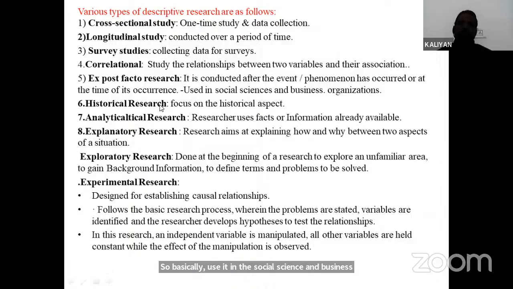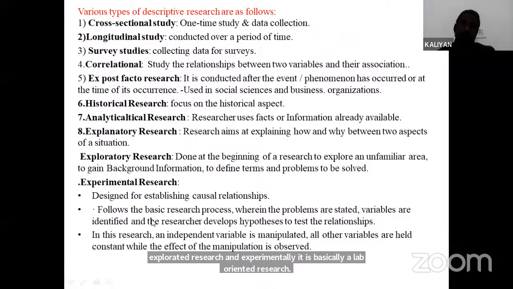Sixth, historical research focuses on the historical aspect. Analytical research is where the researcher uses facts and information already available. Explanatory research aims at explaining how and why between two aspects of the situation. And ninth is exploratory research. Exploratory means the researcher explores an unfamiliar area or a phenomenon or event that no one has explored. And experimental research is basically lab-oriented research. These are the types of descriptive research.